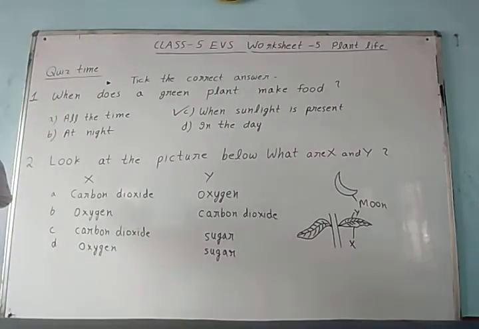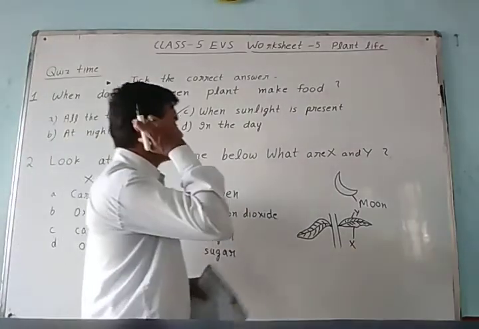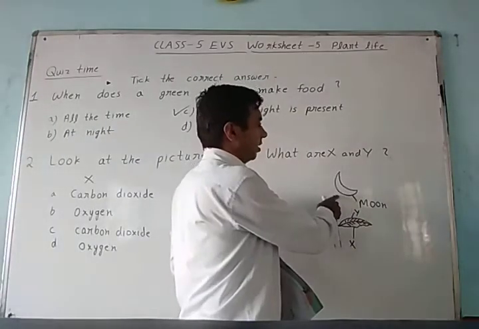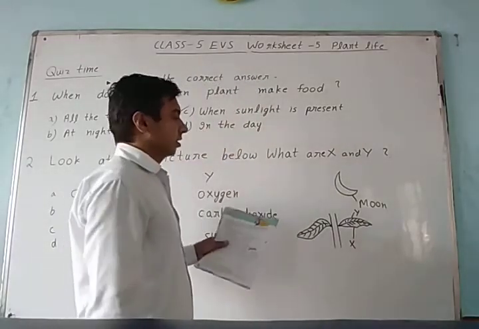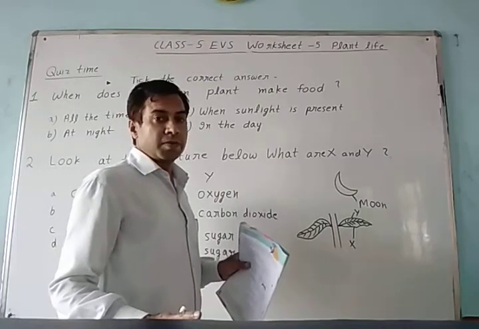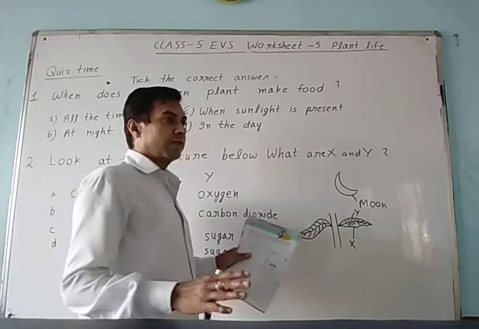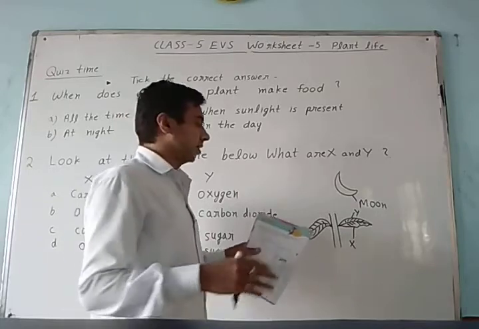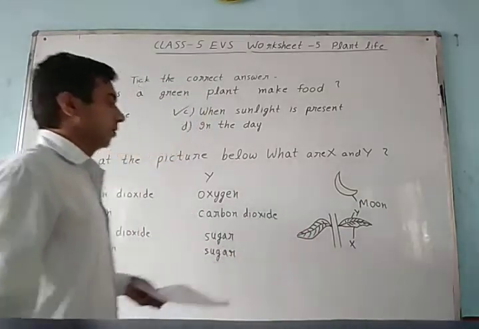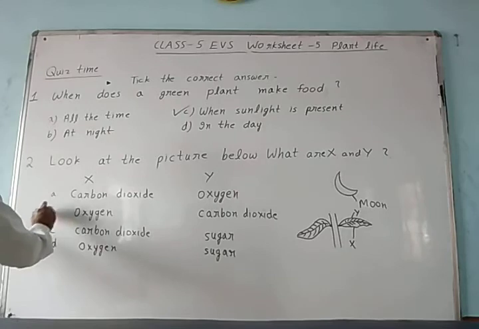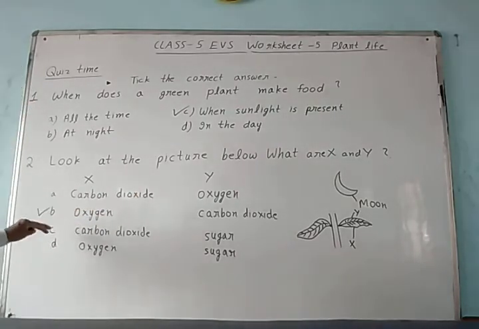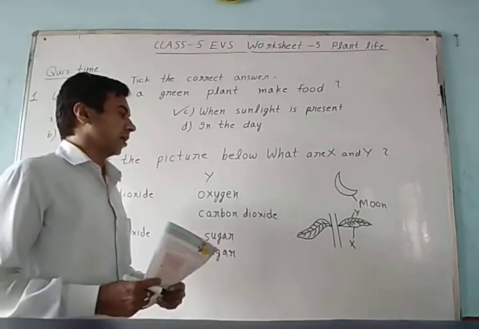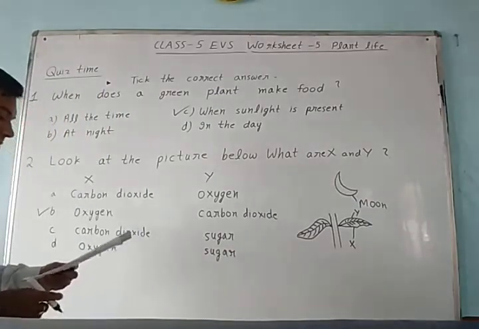So students, we have to match. In the picture, see here, the moon. Picture of the moon means it is asking about night. At night there is respiration, which means leaves absorb the carbon dioxide and release oxygen. So students, option B is correct. Look at the picture below. What are X and Y? So students, X is oxygen and Y is carbon dioxide. I hope you all have understood.